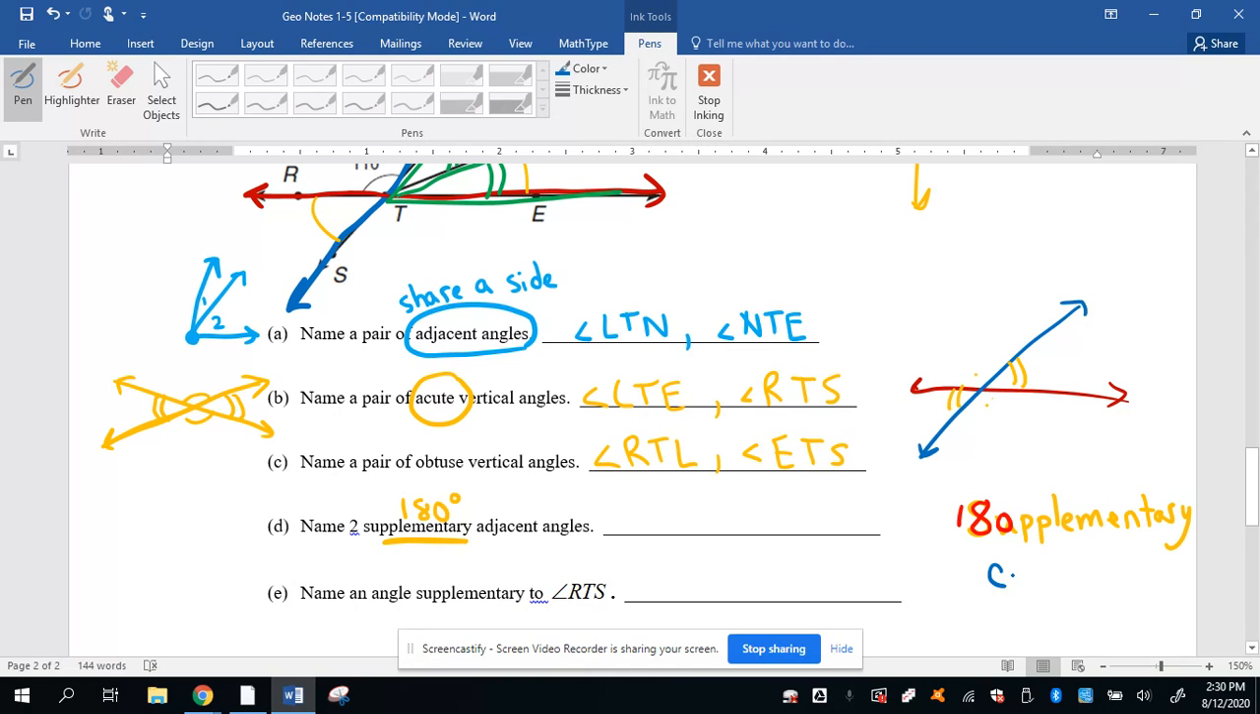Complementary. These are words you should have learned way back in middle school. So complementary, if you're looking at the CO, you could kind of look at it that it looks like 90 degrees. So name two supplementary adjacent angles. That would be two angles that are next to each other, that are adjacent to one another, and they form a straight angle. So you could also call them a straight angle pair.